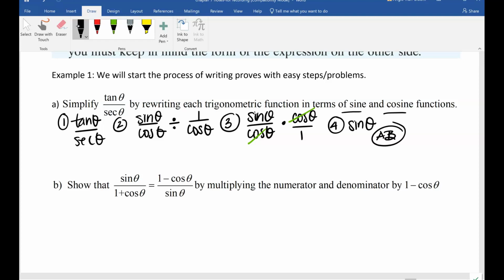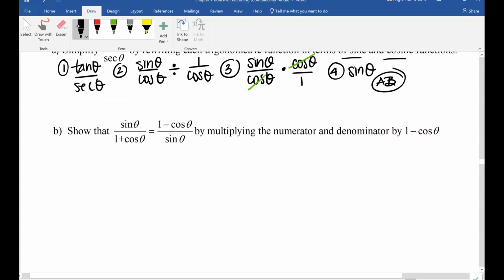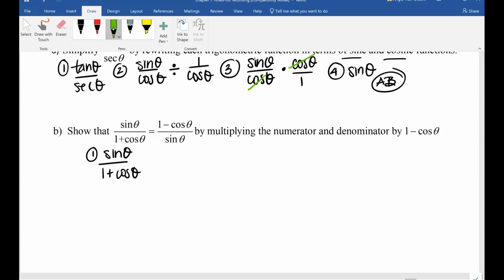B, show that sine of theta divided by 1 plus cosine of theta equals 1 minus cosine of theta divided by sine by multiplying the numerator and denominator by 1 minus cosine of theta. So again, write the question down. Since it's already on my paper, I'm not going to, but your step number 1 should always be the side that you pick to prove. Yes, you can change your mind, then you just have to do it again and put the new number 1 down. To give you a hint, it says multiply both the numerator and denominator by the conjugate, which is 1 minus cosine of theta.